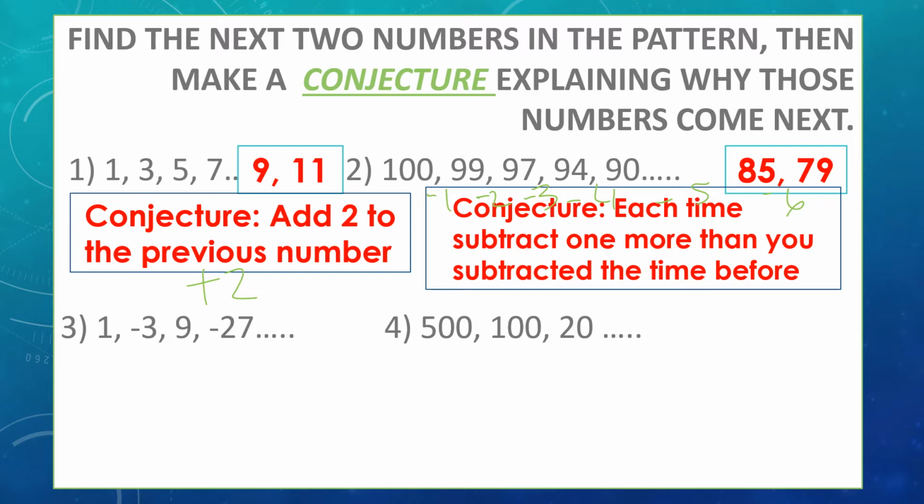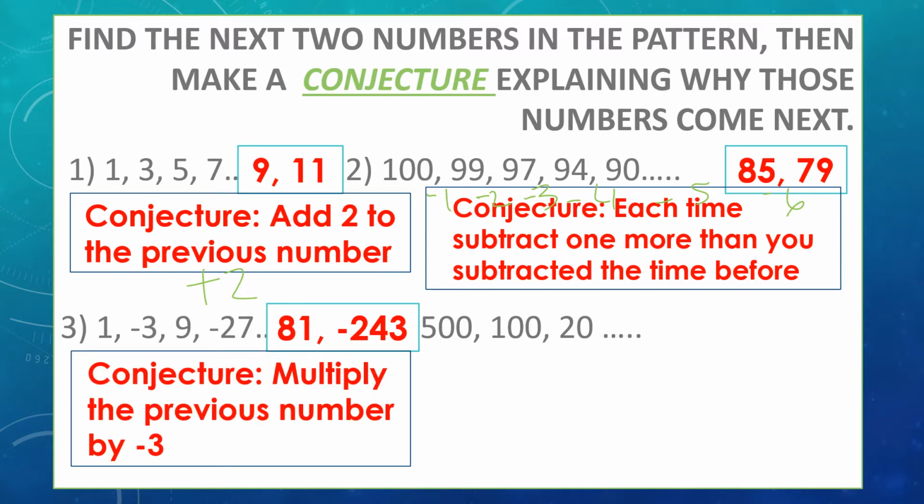Like I said before, I'm not going to be a huge stickler on this. Just make sure that you use a conjecture. For number 3, 1 to negative 3, negative 3 to 9, 9 to negative 27. So you are multiplying by a negative 3. So your next two numbers are 81 and negative 243. And then your conjecture would be multiply the previous number by negative 3.